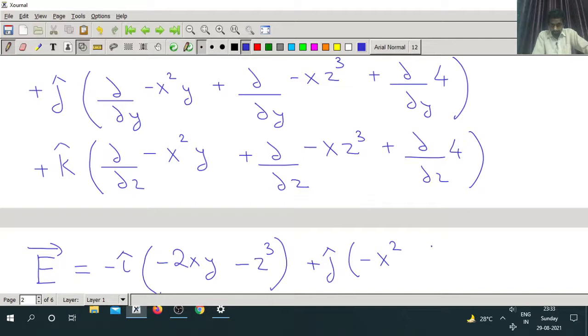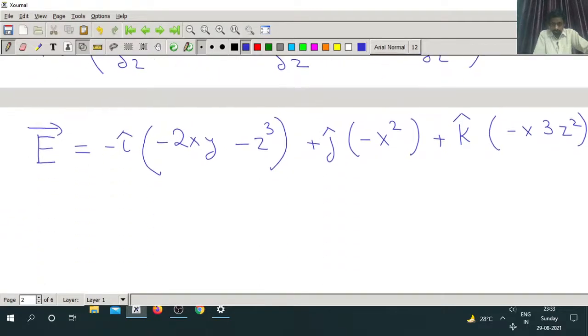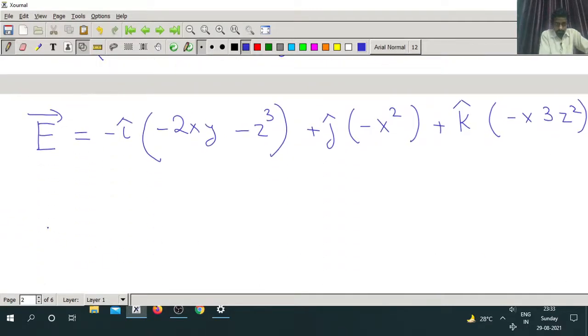Now you can see, if I keep the k cap as common, there is a z, so it can be differentiated, and the remaining term is a constant, which is 0. Therefore the differentiation of z cube will be 3z square, so it will be minus x into 3z square.